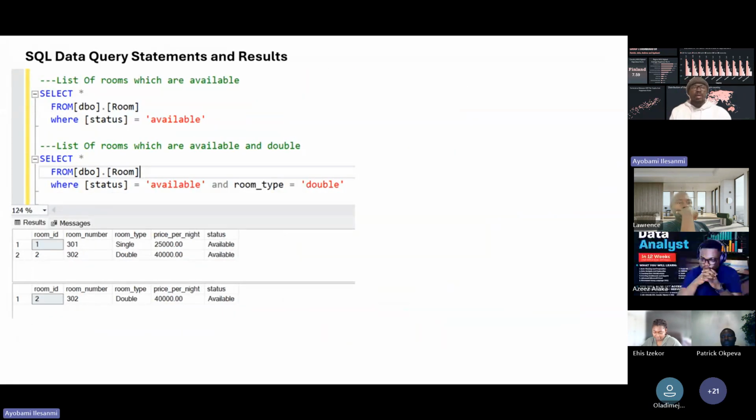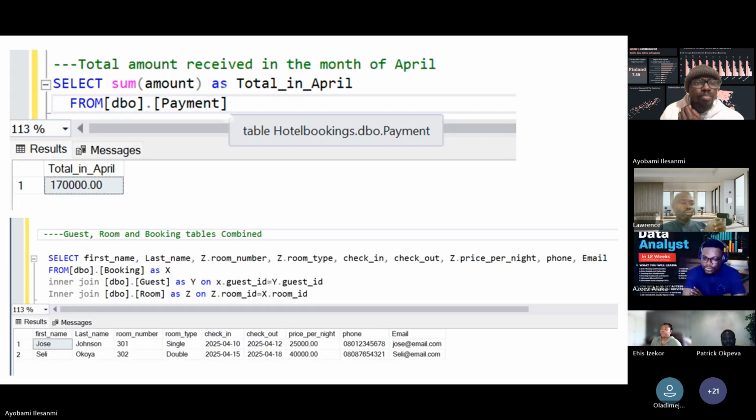Now this is the query. So we were able to get the list of rooms which are available. And this is the total amount received in the month of April. And the next one is the guest room booking table. This is the combination of about 3 tables, using inner join to bring out these records.